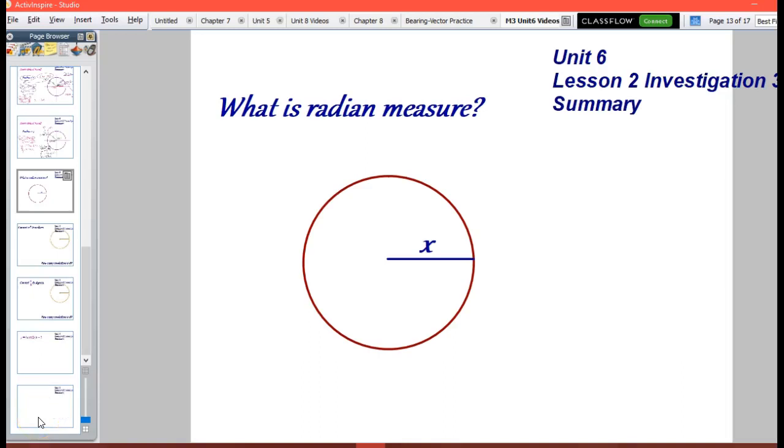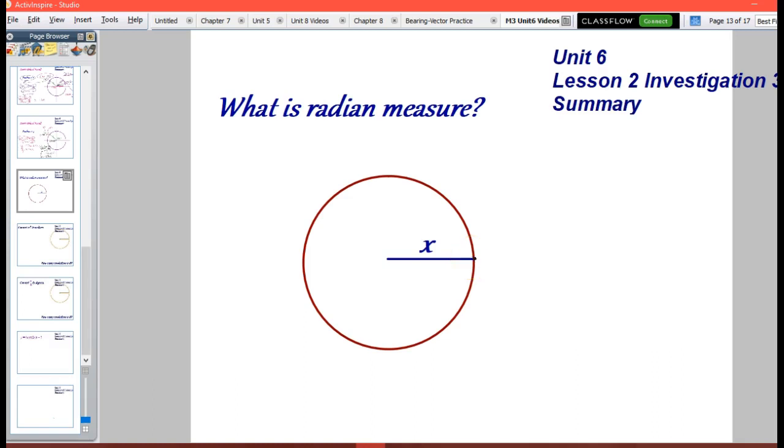In Unit 6, Lesson 2, Investigation 3, they introduced something called radians. We're used to a measurement of degrees. So like a circle, if you start here, you could go up here and say I'm at 90 degrees, or 180 degrees, or 270 degrees, or 360 degrees. But Trig wants us to introduce something called radians.